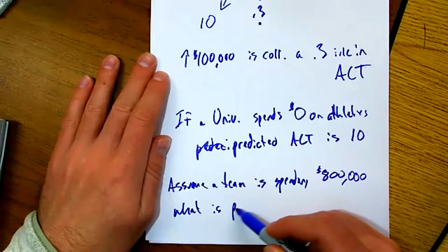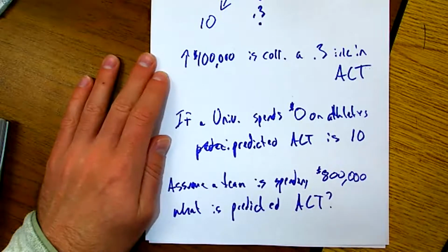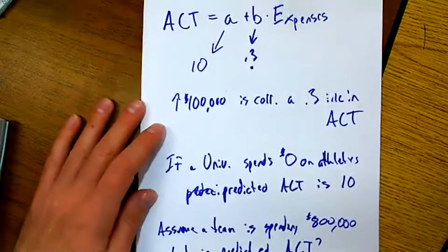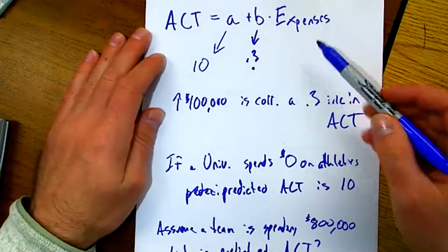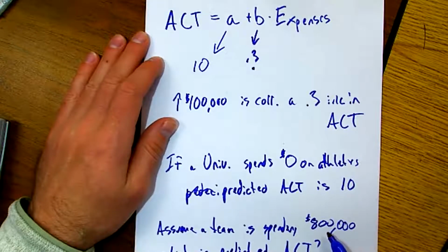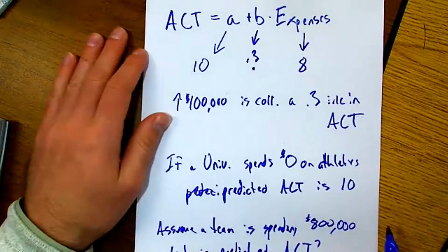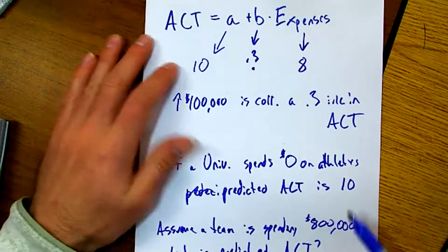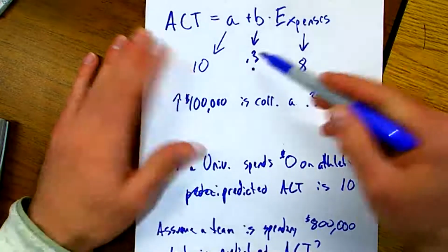What is the predicted ACT, right? Well, this one's a little bit trickier than probably one I would give you on the exam because remember, the units of expenses are $100,000. So if I have a team spending $800,000, that's really only kind of like 8 units, right? An increase of 8 units. So now, once I have that extra plugged in, it's just a little bit of math.